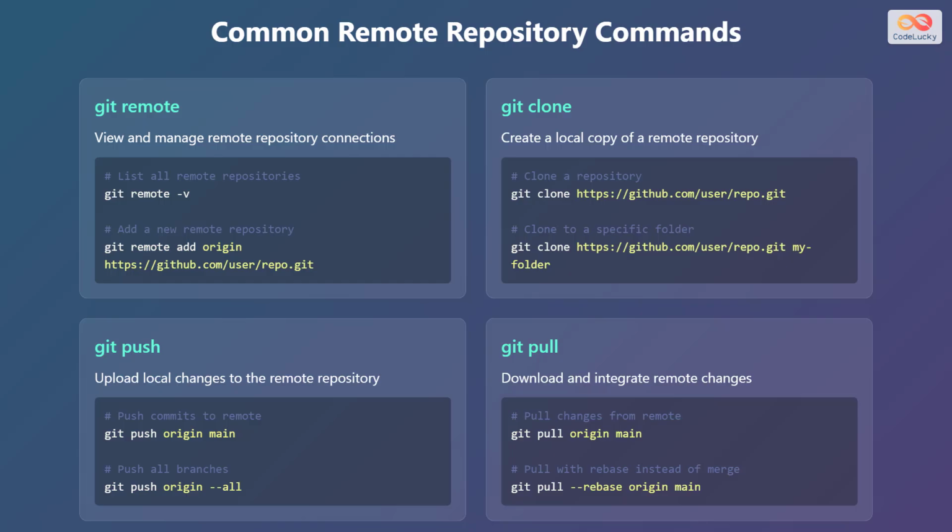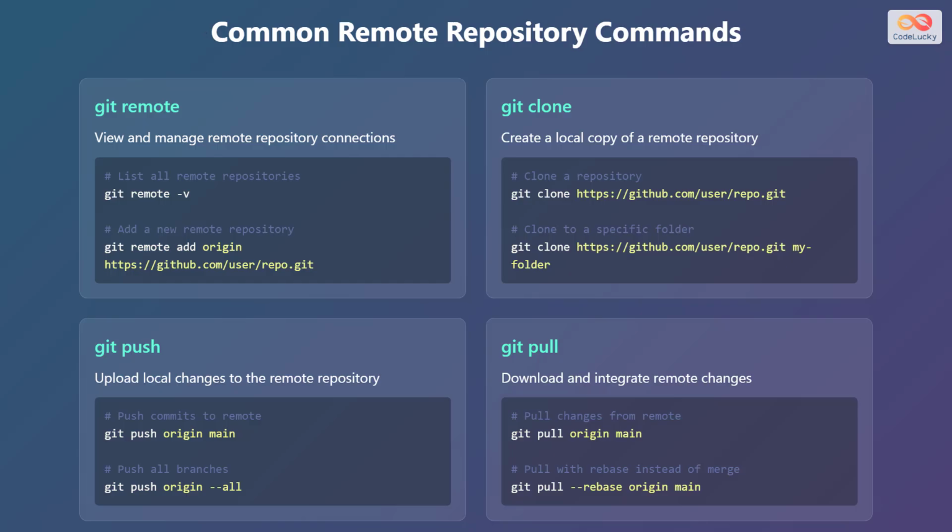The second command is git clone. This command is used to create a local copy of a remote repository. The command git clone followed by the address of the remote repository clones the repository to your local system. If you want to clone the repository to a specific folder, you can specify the folder name after the address.